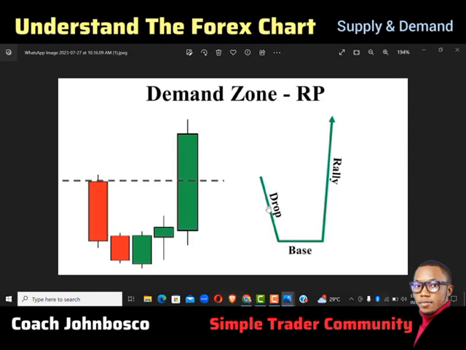So it's still the same thing, which is we have a base and we have a massive rally. This is for demand. We have a drop, a base, and a rally. So it is important for you to understand this. This diagram actually explains everything. I don't know if you have any questions, but I'm going to go straight to the chart to show you supply and demand.